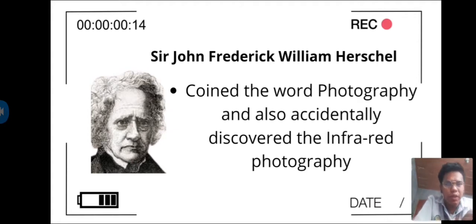Okay, during his experiment, meron siyang glass prism, okay, wherein yung light or sunlight, it passes through the glass prism and then it disposes a rainbow of colors na tinawag nilang spectrum. Tapos which will later be known as infrared. Okay? And this Sir John Frederick William Herschel, he is also an astronomer who discovered the planet Uranus.